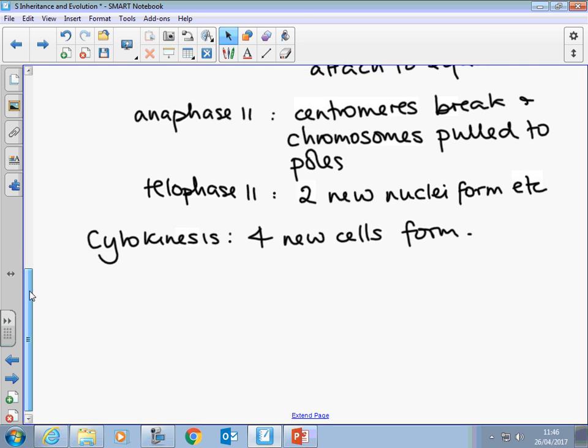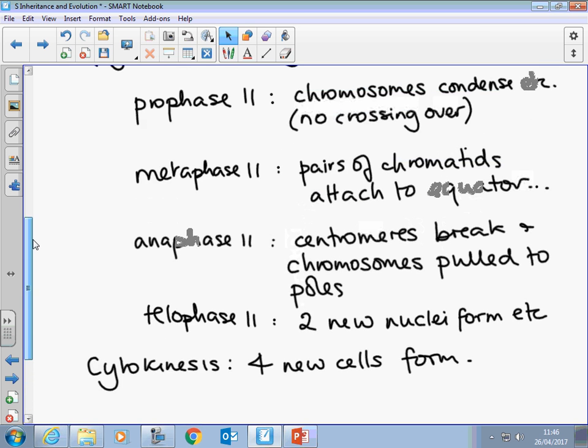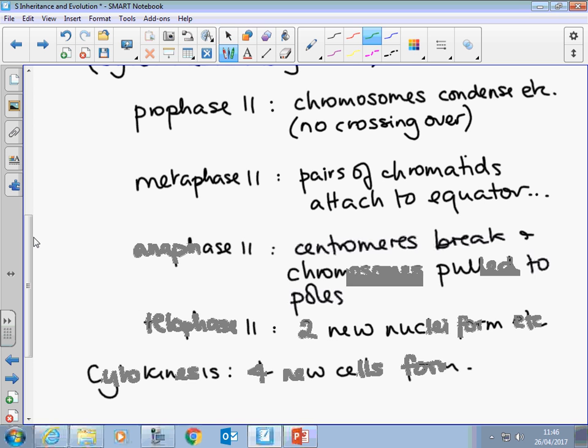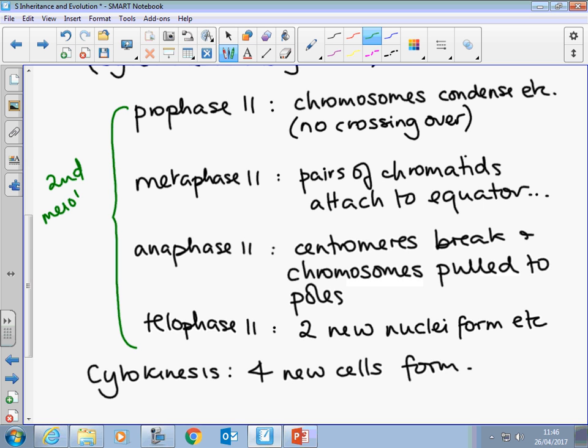And so these bits are the second meiotic division. Right. That's the best I can do with that without writing the same things over and over again.